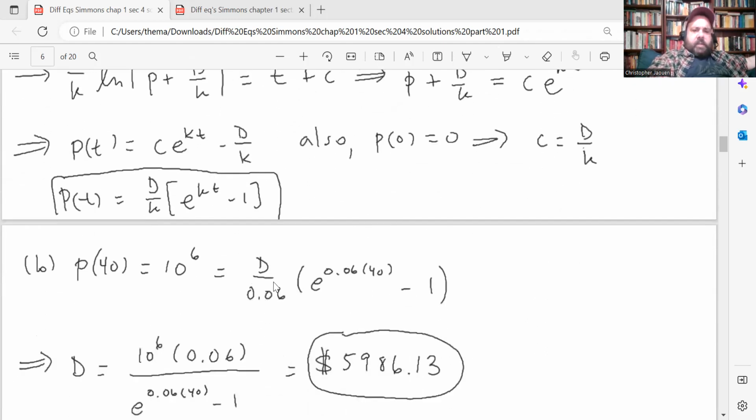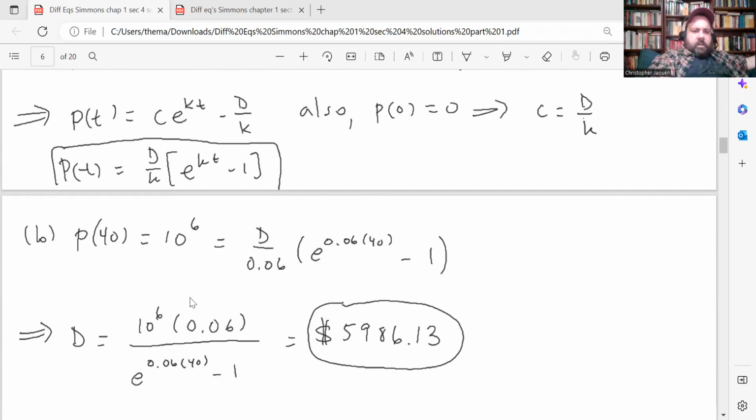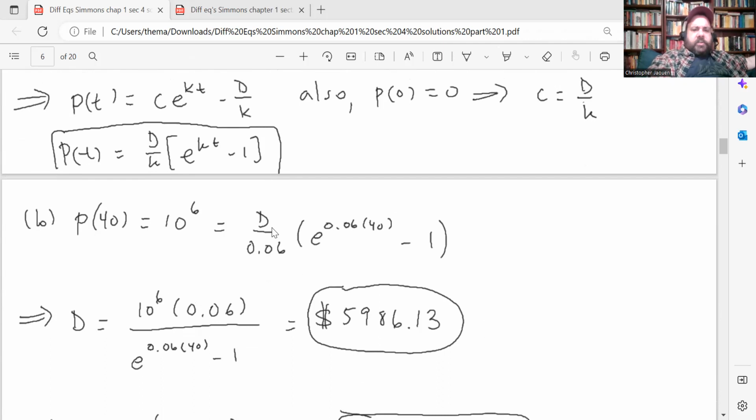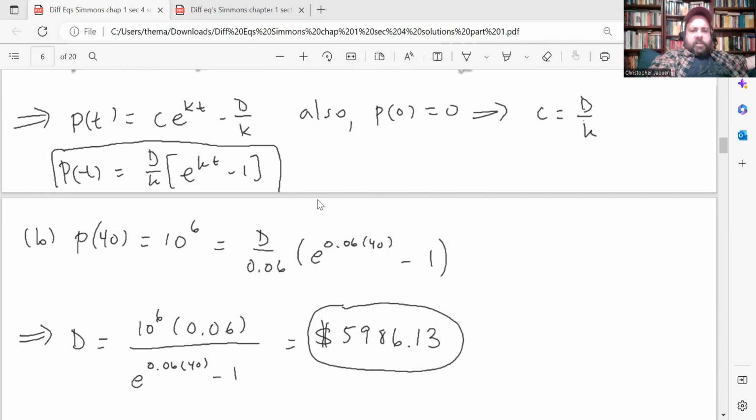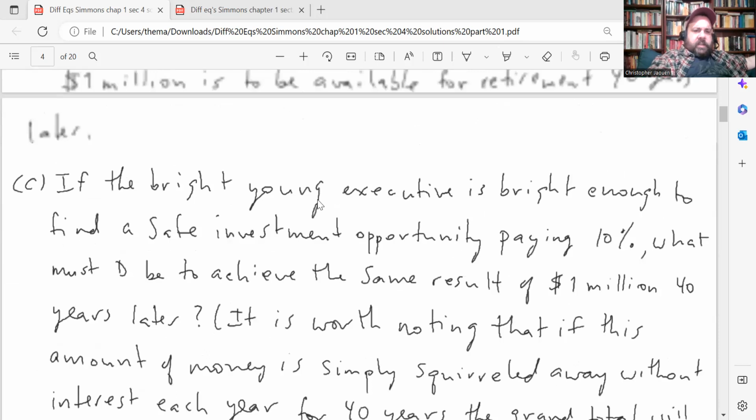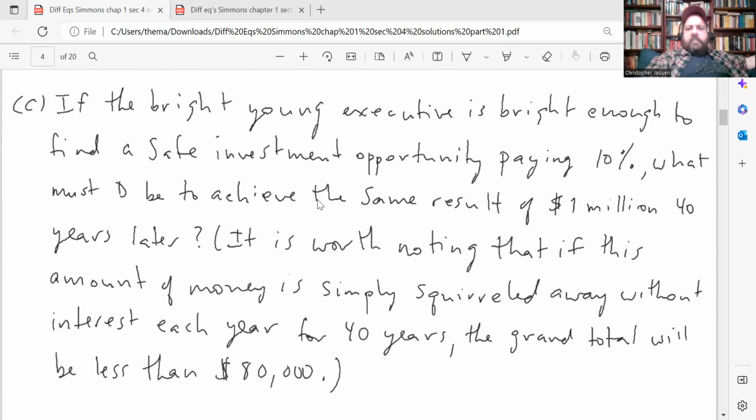Like I said, it's just solving an exponential equation. Actually, it's not even exponential, it's linear, but you have to plug the numbers into the model. So part C: if the bright young executive is bright enough to find a safe investment opportunity paying 10%, what must D be to achieve the same result of $1 million 40 years later? It is worth noting that if this amount of money is simply squirreled away without interest each year for 40 years, the grand total will be less than $80,000.